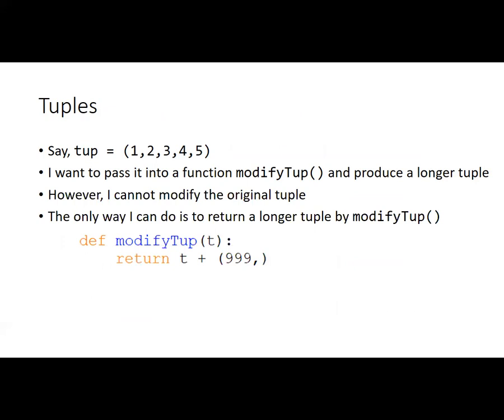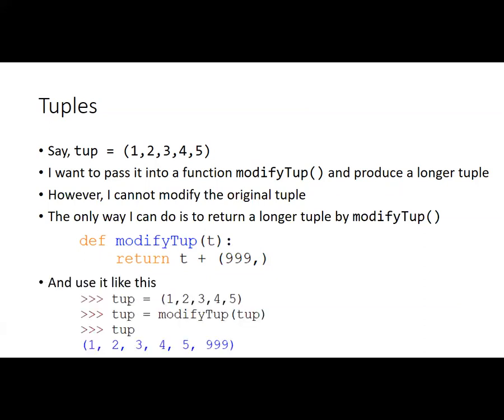And what I do is this. If you see how this function works, I input a tuple and I return a new tuple, which is the tuple plus that. I cannot modify the original tuple t, but I can produce a new tuple that is t plus 999. And how I use it is I need to do this. The original tuple is 1, 2, 3, 4. I can do tuple equal to modify tuple, in which you take note, I didn't modify the original tuple.